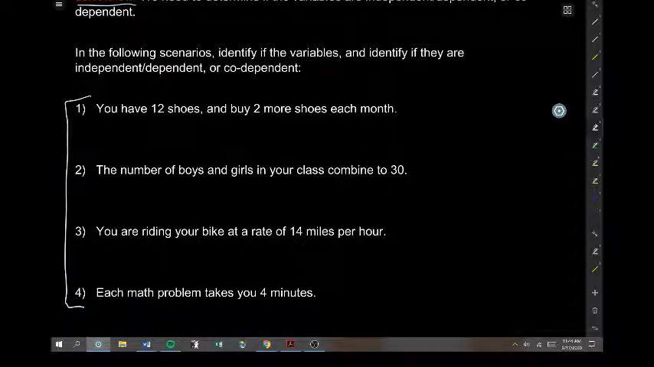Okay, after that we'll talk about if the variables are independent or dependent, or if instead they're codependent, but not yet. And don't try to make the equations. I mean, you can if you want to, but just take a second, pause the video, see if you can identify what the variables are in each setting.